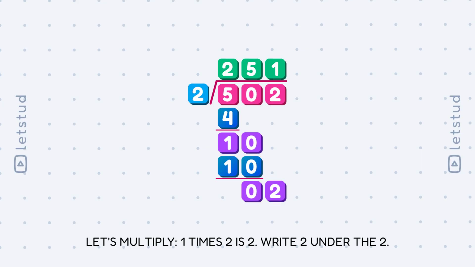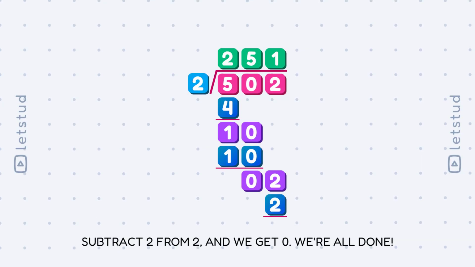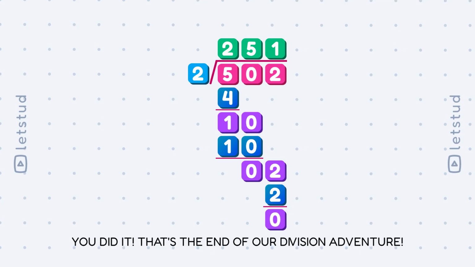1 times 2 is 2. Write 2 under the 2. Subtract 2 from 2 and we get 0. We're all done. You did it. That's the end of our division adventure.